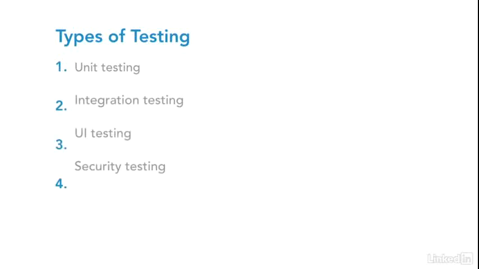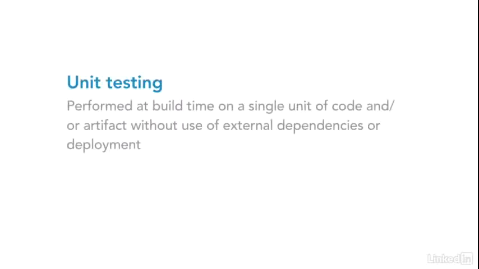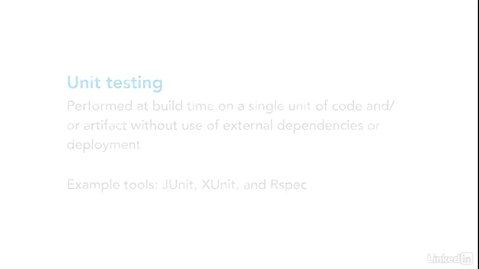There are many different kinds of testing, and the terminology often gets mixed up together. Each kind of testing has many variations and tools you can use to perform it. We'll have separate videos about unit, integration, UI, and security testing that go into more depth and demos for each of them. But in short, unit testing is performed at build time on a single unit of code and/or artifact without the use of external dependencies or deployment. You unit test a module or a library using something like JUnit, XUnit, RSpec. Those are some of the tools you'd probably use for this.